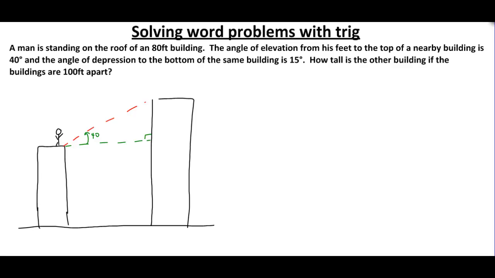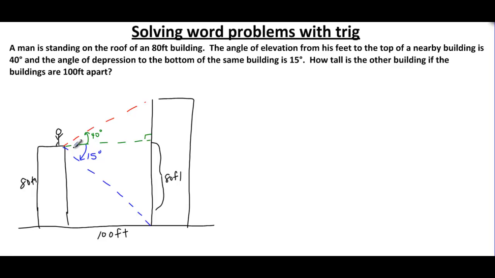I also know the angle of depression from his feet to the bottom of the building is 15 degrees. Now, because I drew in this green line, I actually have my horizontal, so from here down is 15 degrees. Okay. And for degrees, you should always put the little degree symbol to let you know what unit you're in. So what other information do I know? I know that the building he's standing on is 80 feet, and I know the distance between the two buildings is 100 feet. All right, so how is that going to help me? Well, if this is 80 feet, I also know, and I drew a horizontal line here, that this part right here is also 80 feet.